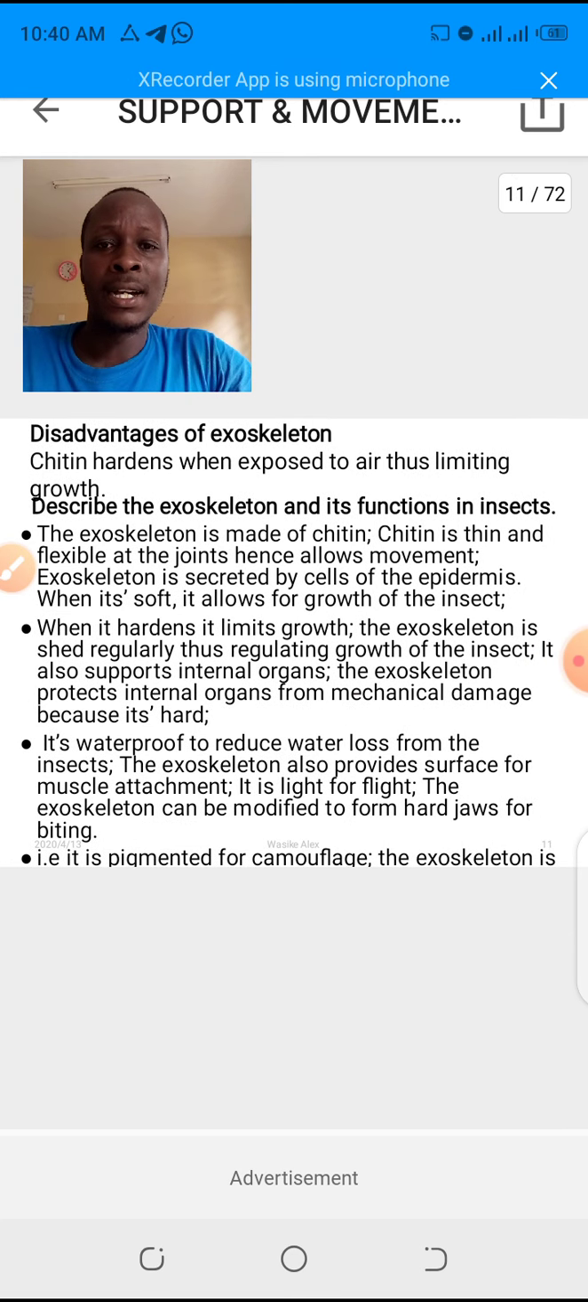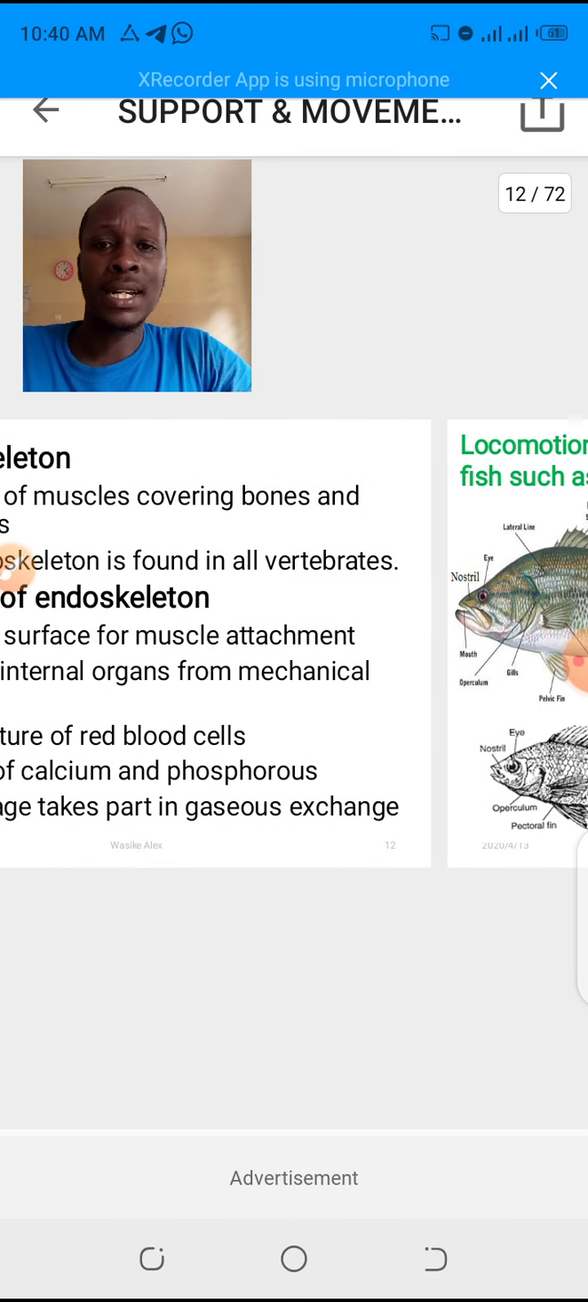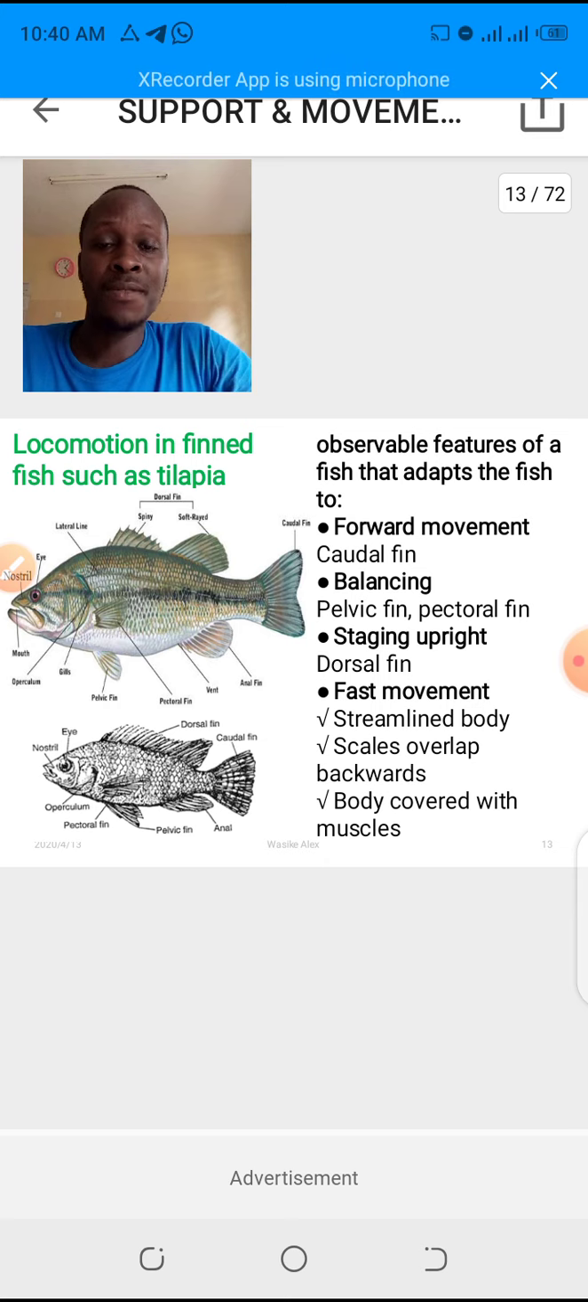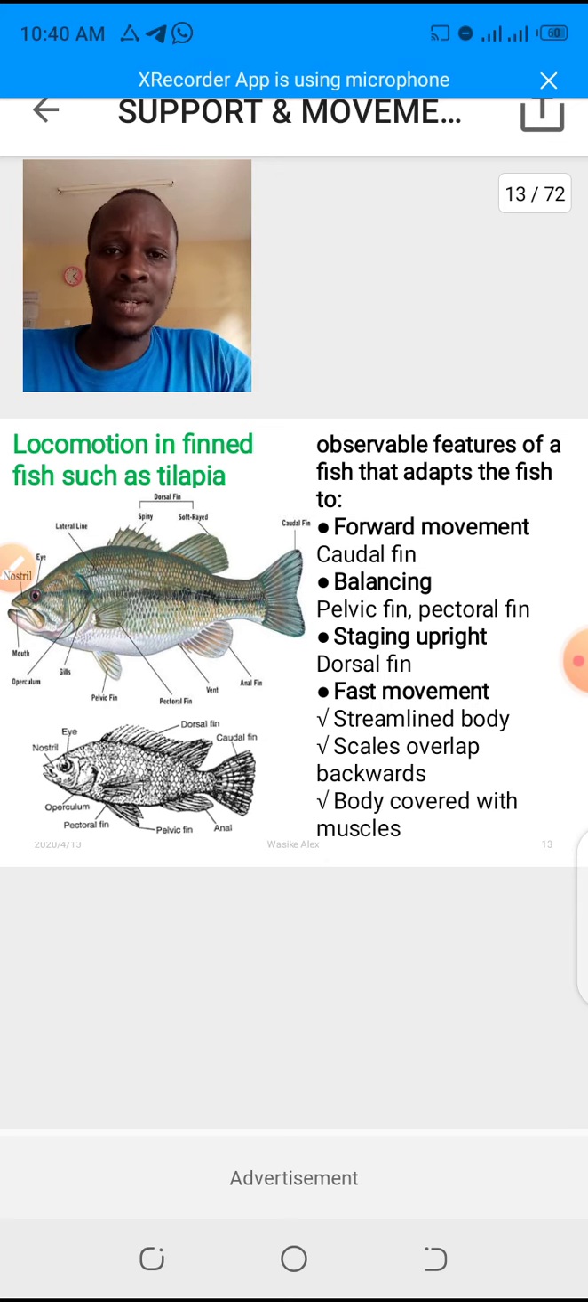Good. We then went ahead and looked at the fish, specifically bony fish. And I remember I said you draw the fish. So most of you drew it very well and you made labels. Though some labels were wrong, we were able to correct them. Then we never covered the functions of the fins, so we can just recap it very fast.